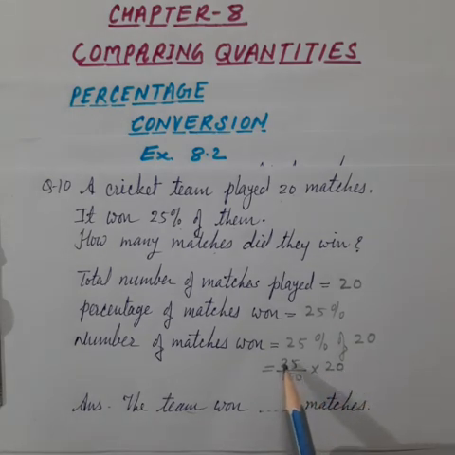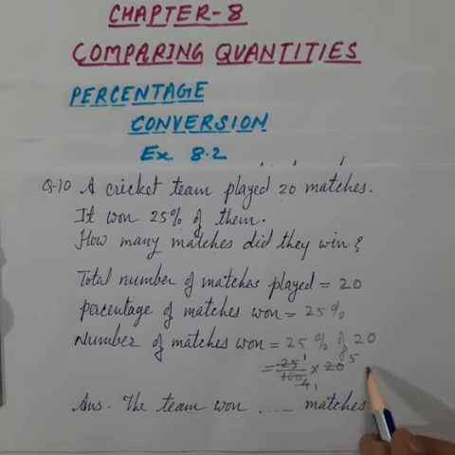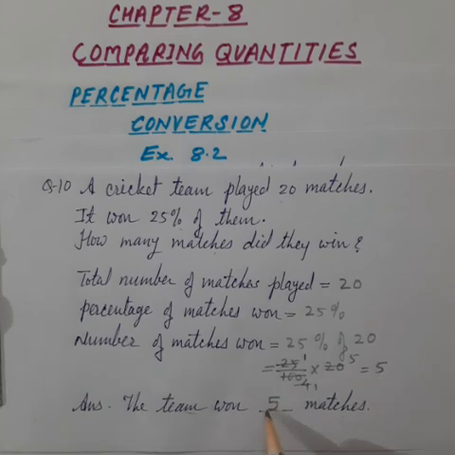Now see, 25 is a factor of 100. 25 ones are 25, 25 fours are 100. Now this 20 is a multiple of 4. 4 ones are 4, 4 fives are 20. So in the numerator 1 into 5, and denominator is 1, means only numerator is 5. So the team won 5 matches.